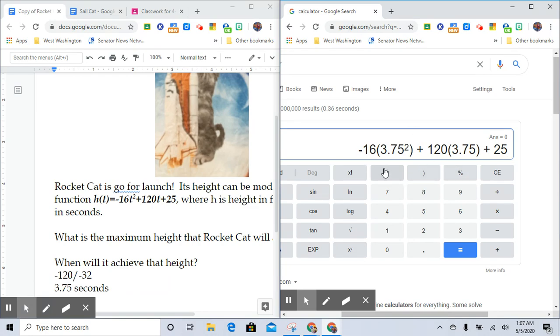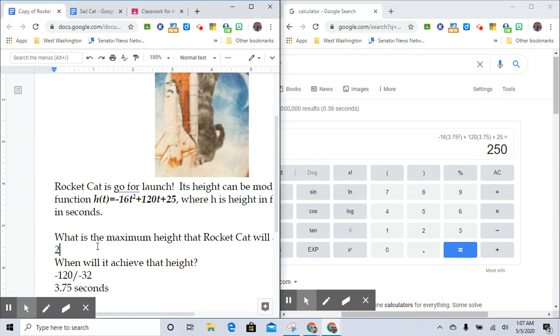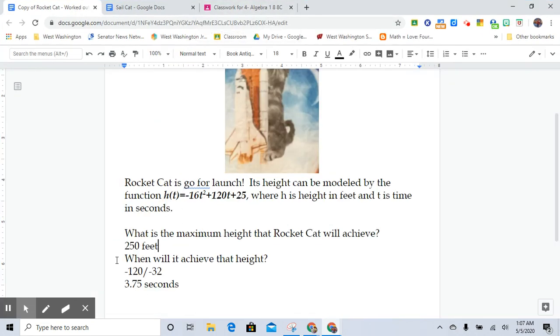If you have a graphing calculator or a scientific calculator, that'll be very helpful for you next year, but also you will be able to do stuff just like this, where you write the whole thing in, make sure that it looks exactly like what you had written out, and then you hit enter, and it tells you that the maximum height is 250 feet. All right, so after 3.75 seconds, the rocket will be 250 feet in the air, which is as high as it gets. All right, so that's it for this one.